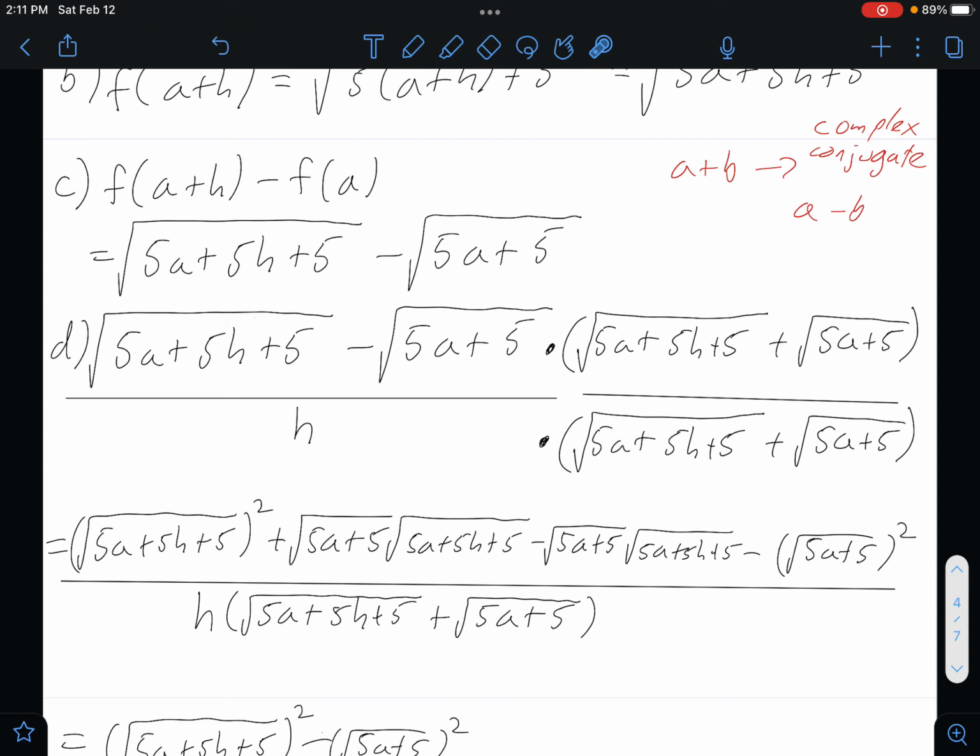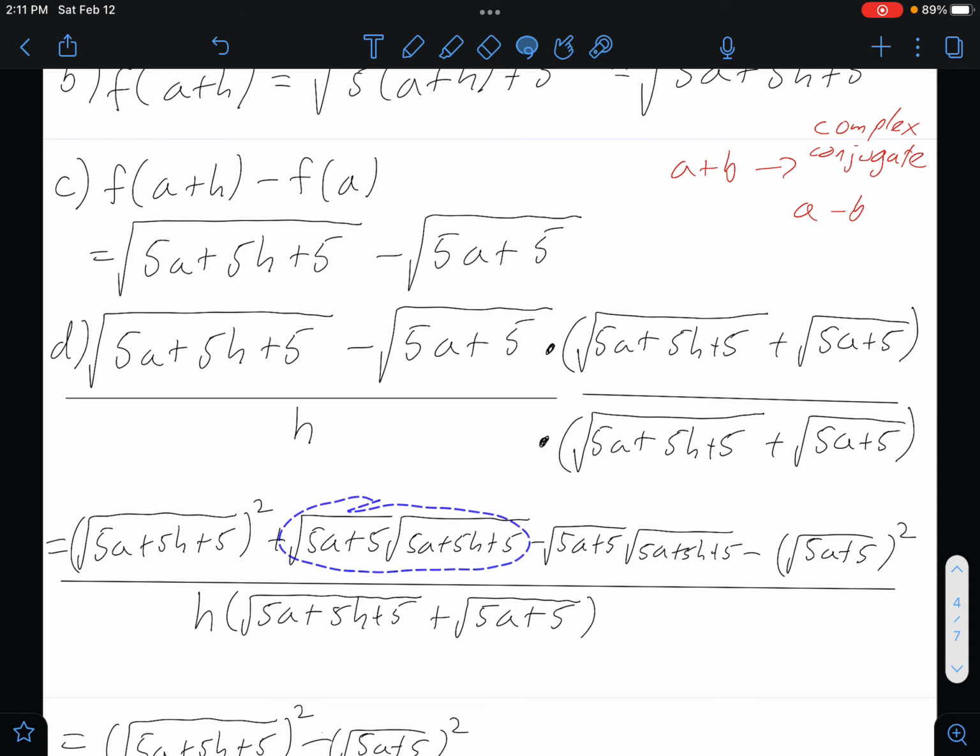So first times first. That's going to be radical 5a plus 5h plus 5 times itself. So that gets us the same quantity raised to the second power. Now going to the outers, we're going to get this radical 5a plus 5h plus 5 times radical 5a plus 5. And that's going to result in just multiplying those two together.